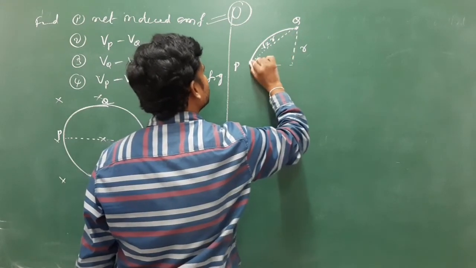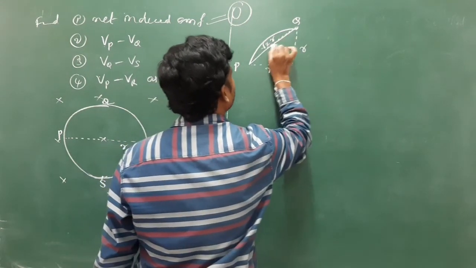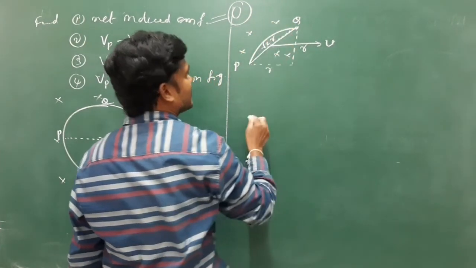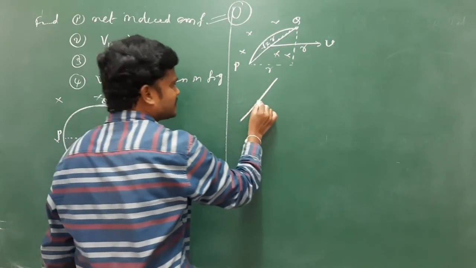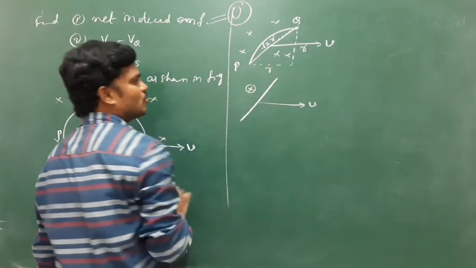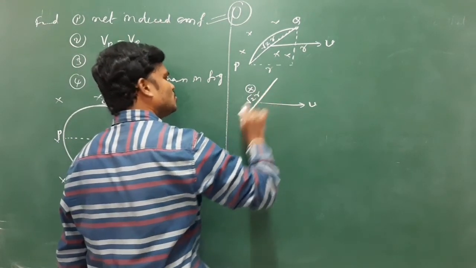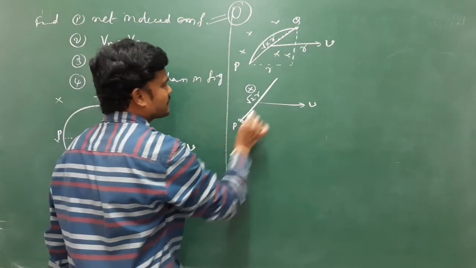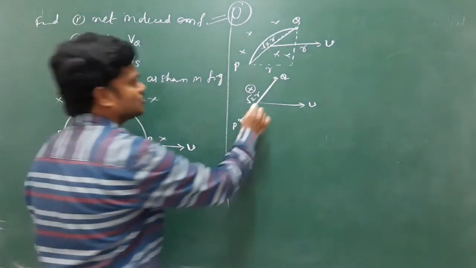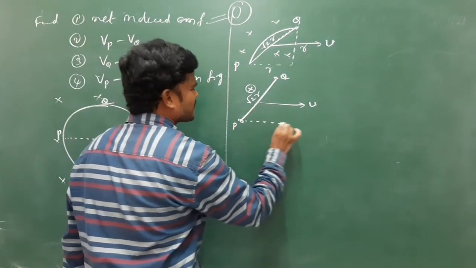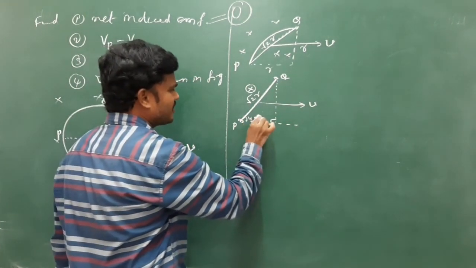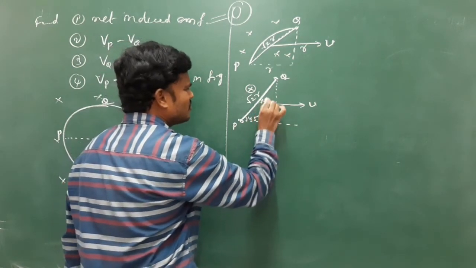And this moves with a speed V like this in an inward magnetic field. So the rod moves like this with a speed v, and the magnetic field is into the board, and the length of the rod is clear, root 2 R. This is point P and point Q. Here this is 90, this is how much, 45 degrees. If this is 45, this is also 45.